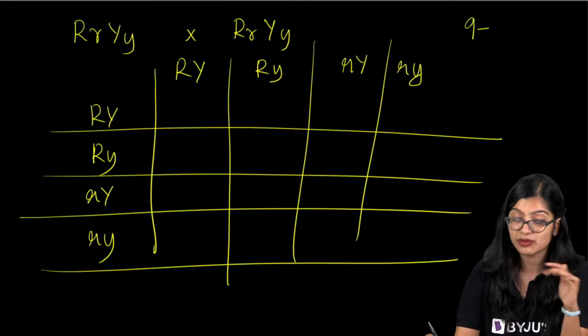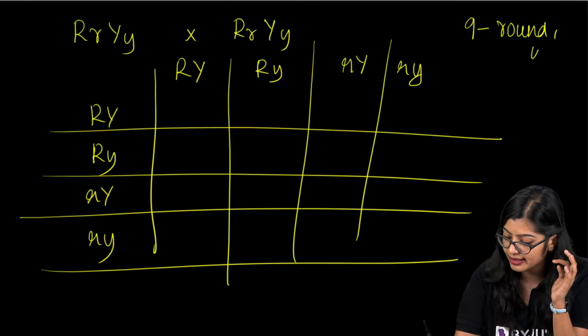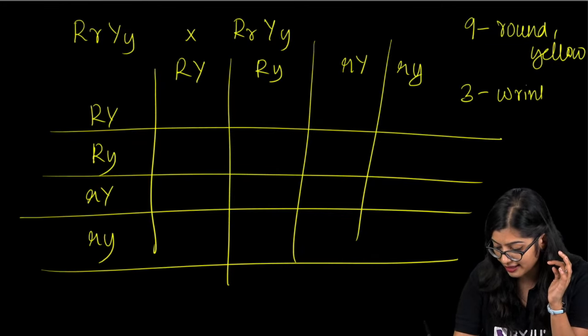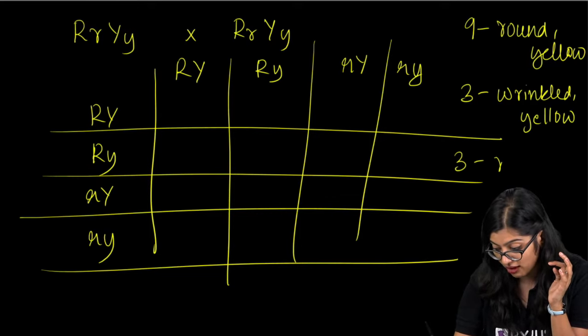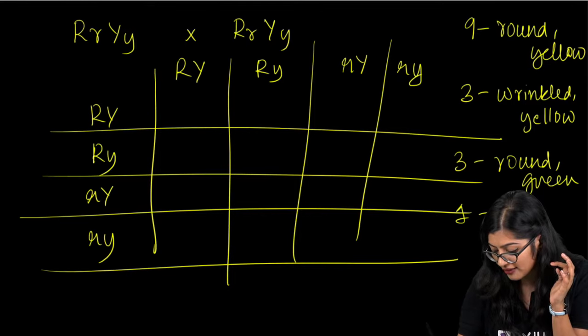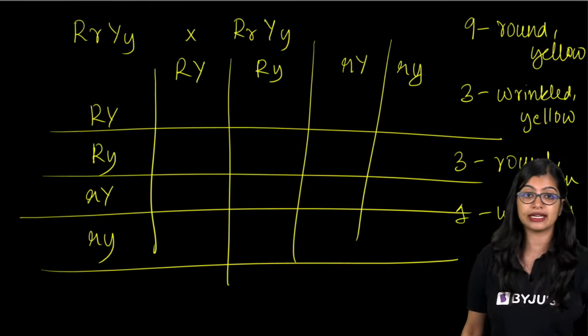Now, when you do the cross in all of these cases, what are you going to get? You will get 9 of them. This is the phenotypic ratio. 9 of them which are round and yellow, okay? 3 of them which are wrinkled and yellow, right? Then 3 of them which are round and green, yes? And lastly you will get 1 which is wrinkled and green, okay? So I hope now we are clear with this. Are we clear?